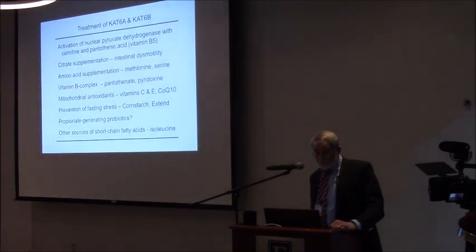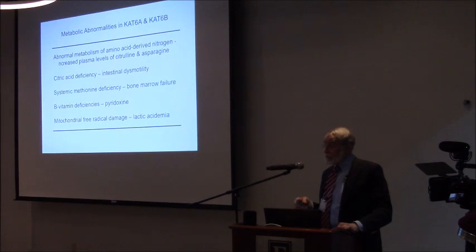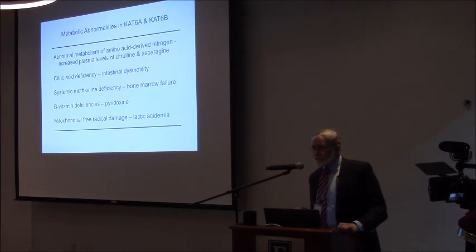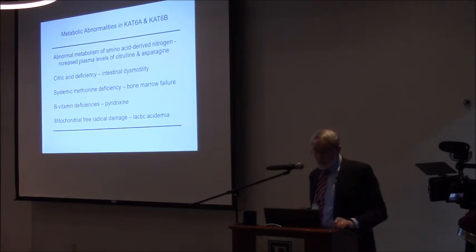Then B vitamins. There's a secondary deficiency of B vitamins, because when amino acid metabolism is distorted, things go down the wrong pathway, and it will require more B6 to keep those other pathways going. So B6 deficiency is particularly common, not as much in KAT6A as in other mitochondrial problems.